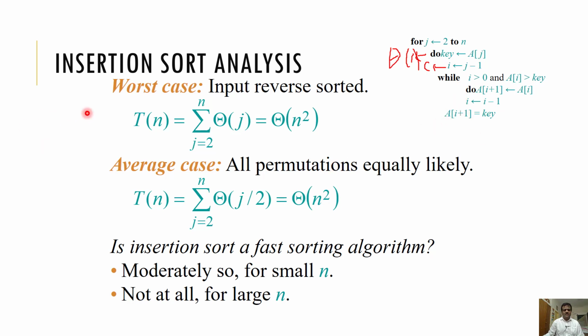So, this is basically a summation, and this is an arithmetic series, summation over 1, 2, 3, 4, 5 up to n. So, this is n into n plus 1 by 2 if it is starting from 1. So, this is basically an order of n square algorithm. This is the worst case, when the input is reverse sorted.